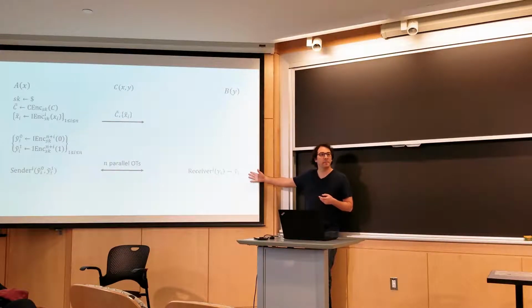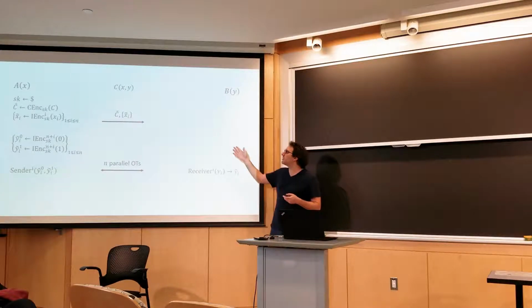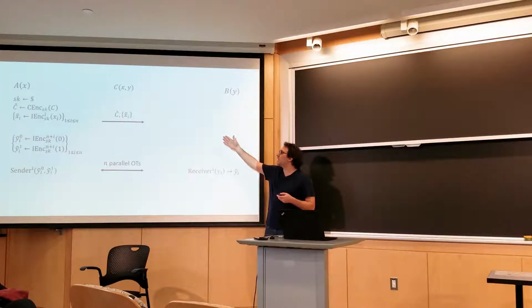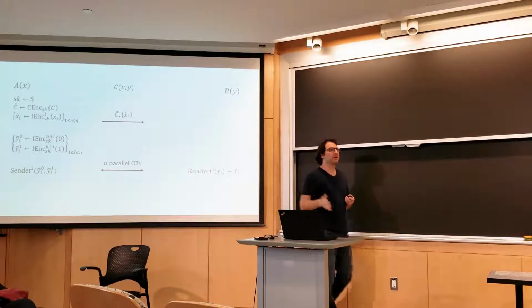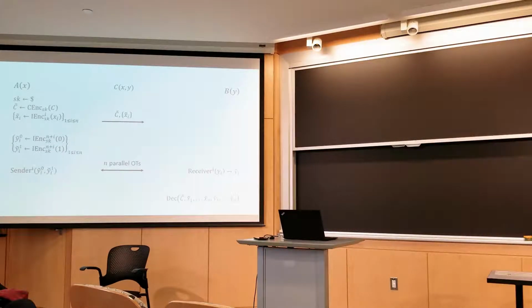Is that okay? So now what does party B have? It has the garbling of all the Y inputs, it has the garbling of all the X inputs, and it has the garbling of the circuit. So the last step of the protocol is kind of straightforward. Just take all these garblings and decode the output of the circuit. Okay, so from all these garblings, you can actually evaluate C on X and Y, and you can send this output back to A.